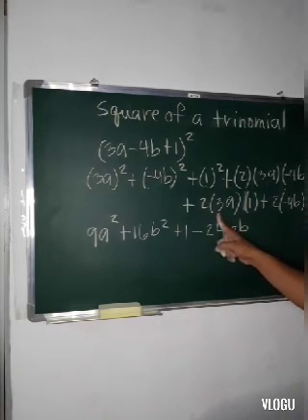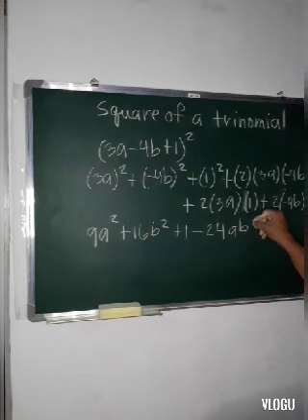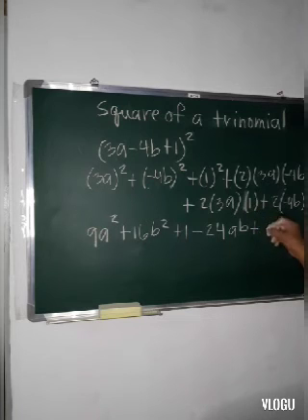Next, positive times positive is positive. 2 times 3, 6. Times 1, 6. Then copy a. Last, positive times negative is negative. Negative times positive is negative. 2 times 4, 8. 8 times 1 is 8. And then copy b. So, no more terms that are the same.